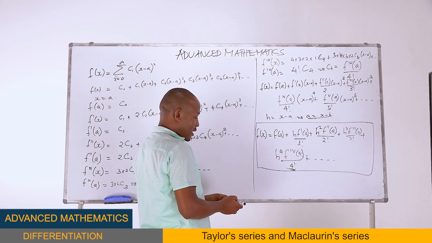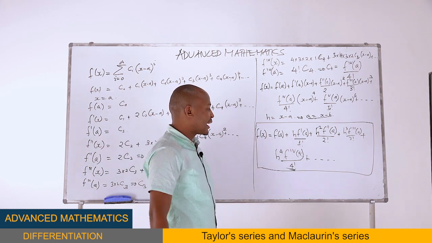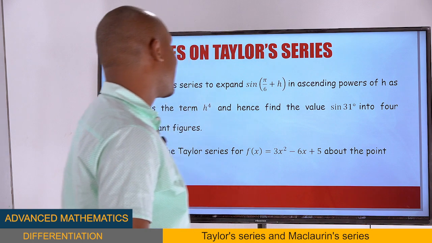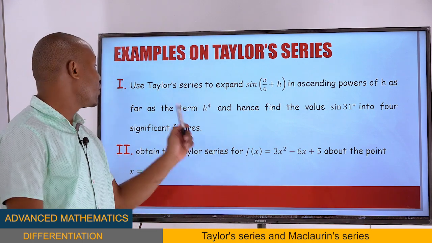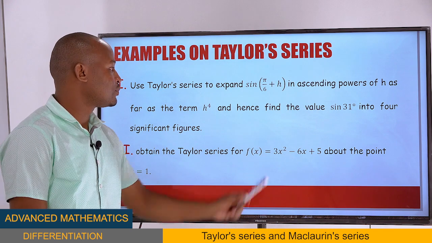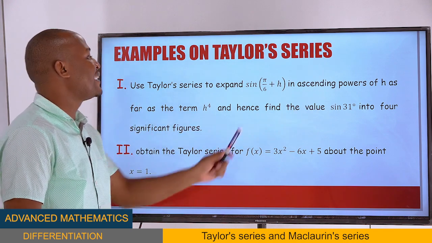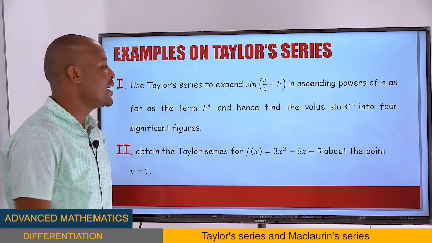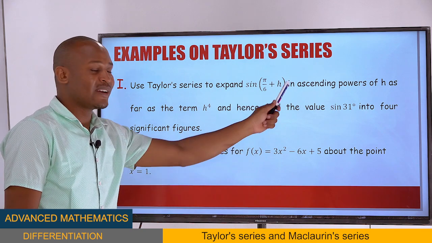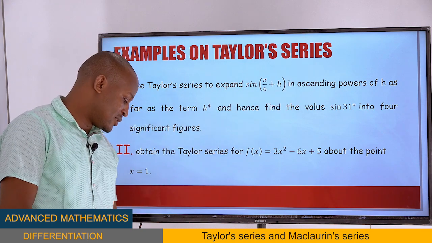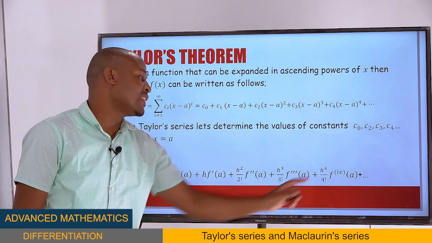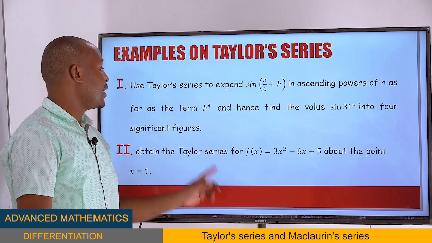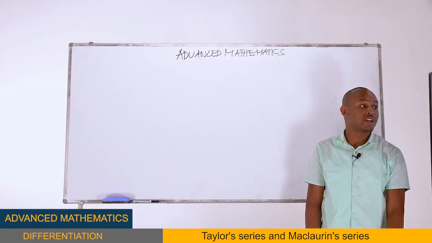So we will see how it will look like. So let's see how we do this. Okay, now let's go on. Now we have sine of pi over 6 plus h. Now we have to expand it in ascending powers. That means when we say ascending powers, we start when h is equal to 0, and we know that is 1. And when h is equal to 1, that is h. When h is equal to 2, we will go on. So we are going to use that series to find our expression in this equation.